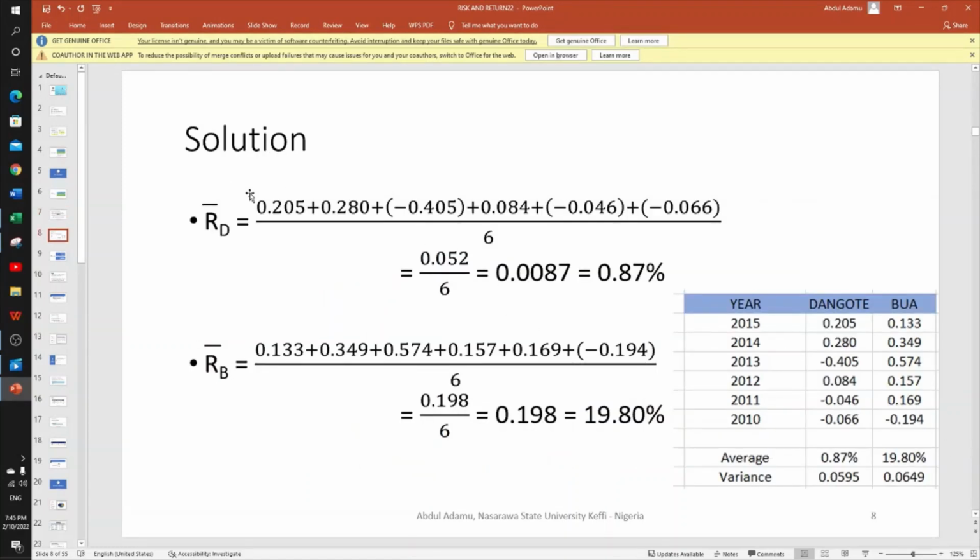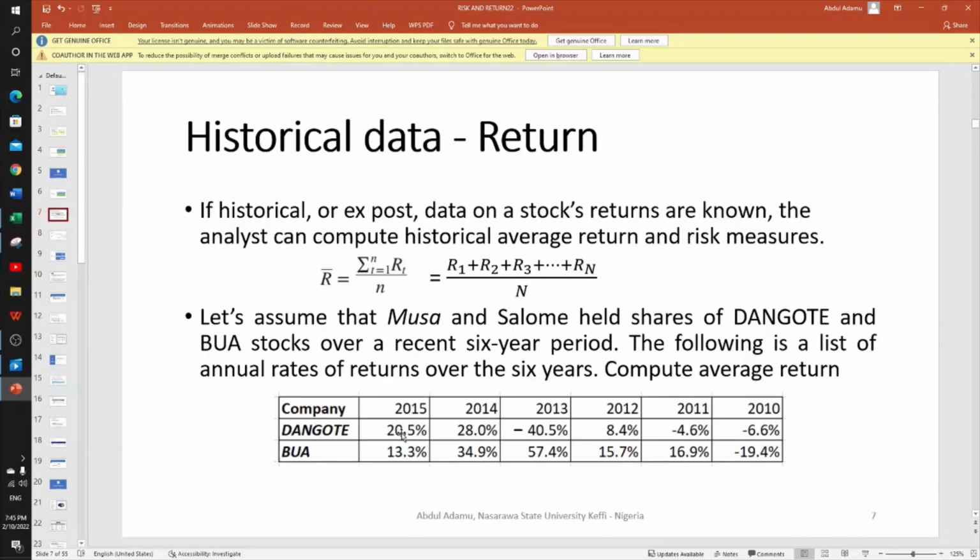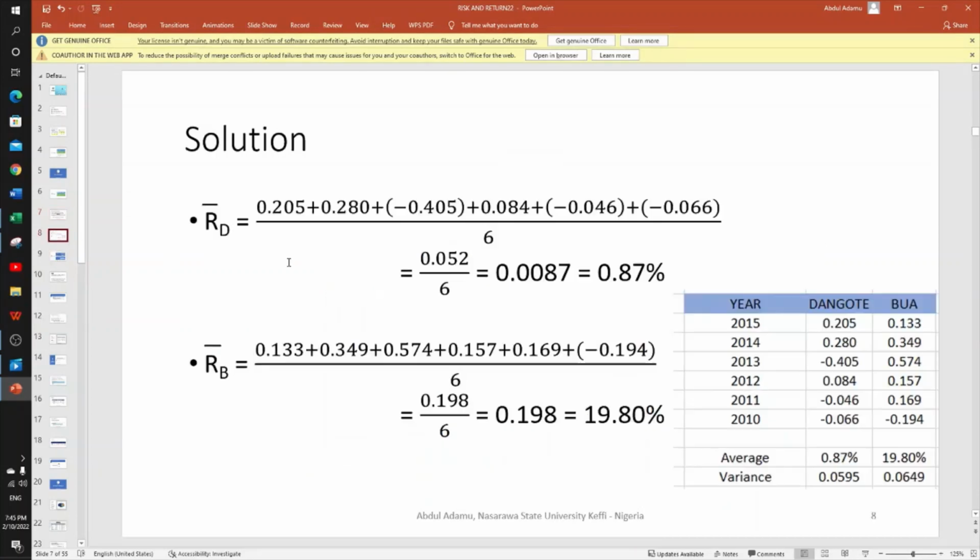You can see the solution is we add those returns in our question, 20%, 28%. We add the first one plus the second one plus the third one through the sixth, and we divide by 6. This gives us 0.052 divided by 6, and the final answer is 0.0087. If you multiply it by 100, we have converted it to percent, so 0.87%. For Bua, we add them all together and divide by 6, and this amounted to 0.198 or 19.18%.